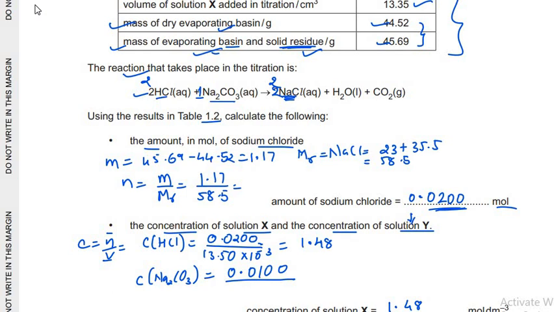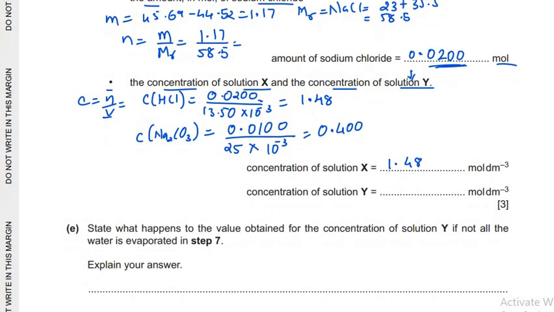and divide by the volume of sodium carbonate solution, that is solution Y, used. That is what we have taken in the pipette. So the pipette volume is 25 cm cubed. So again divide by the volume, that is 25 times 10 to the power minus 3, because we again need to divide by 1000 to change it into dm cubed. And so our answer here is 0.400. Again I'm writing three significant figures, so I'm writing 0.400. So that's the concentration of solution Y, that is sodium carbonate, 0.400, and the concentration of solution X, that is HCl, is 1.48 moles per dm cubed.